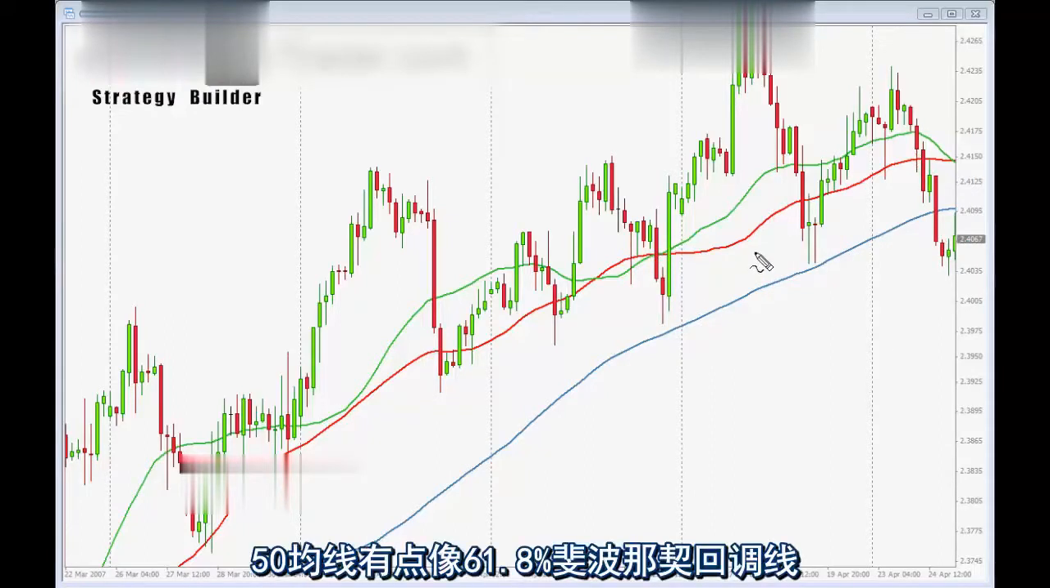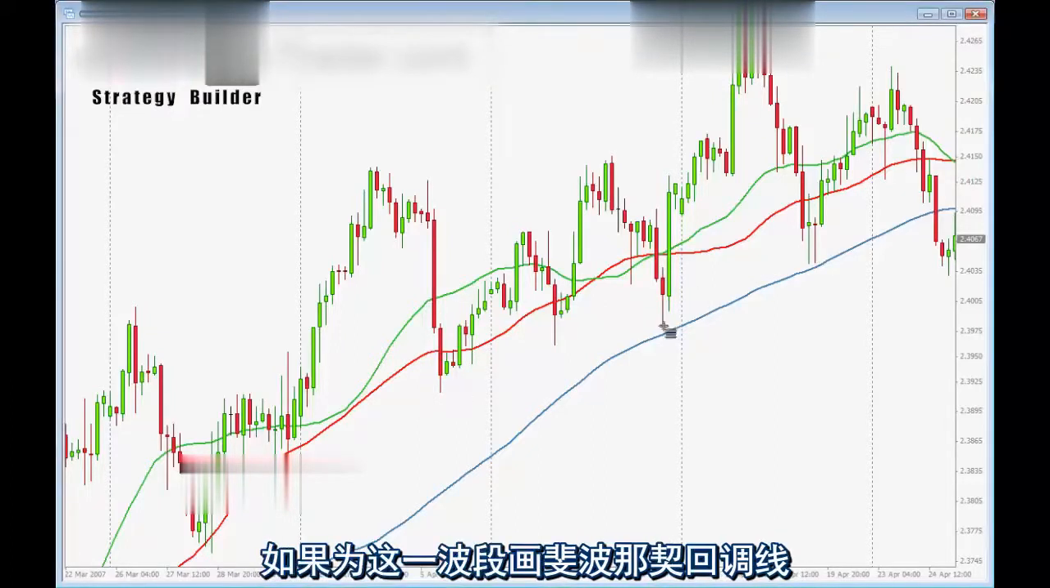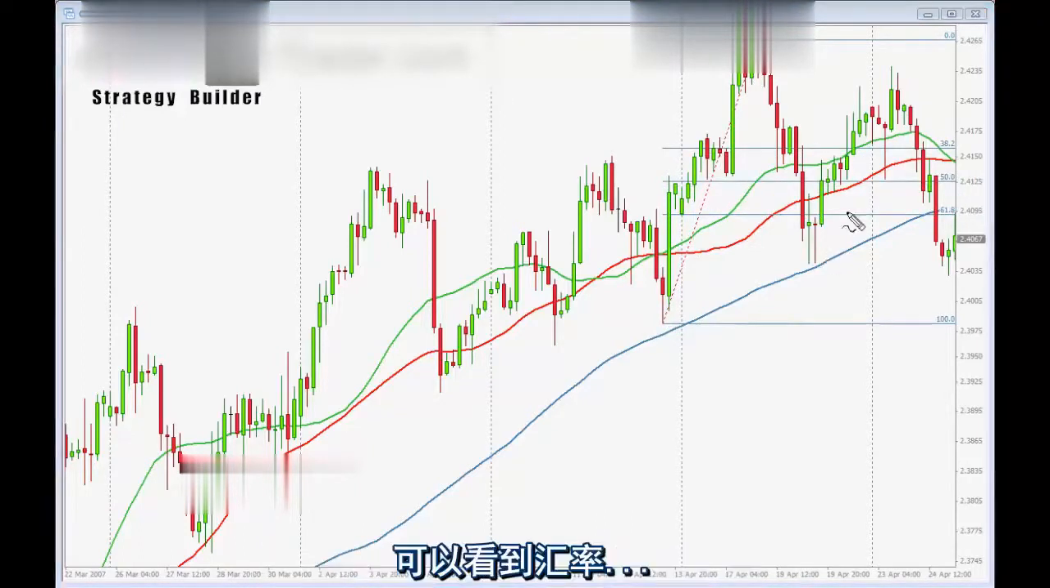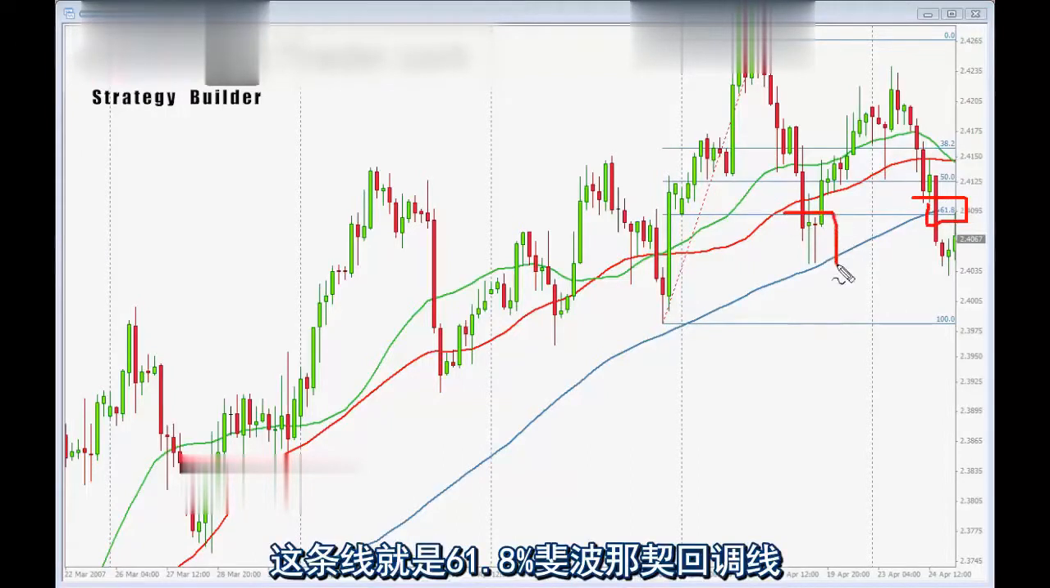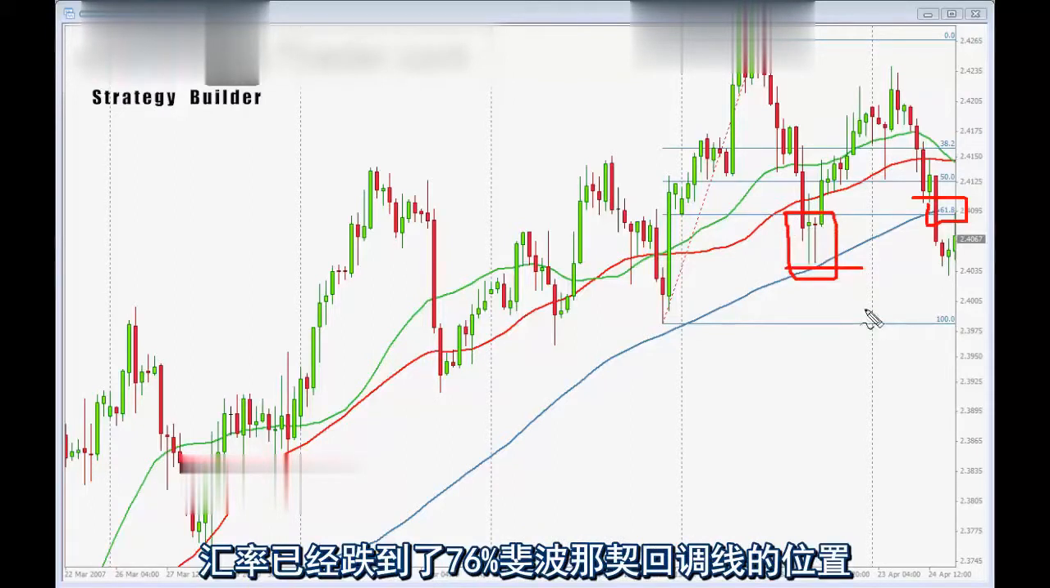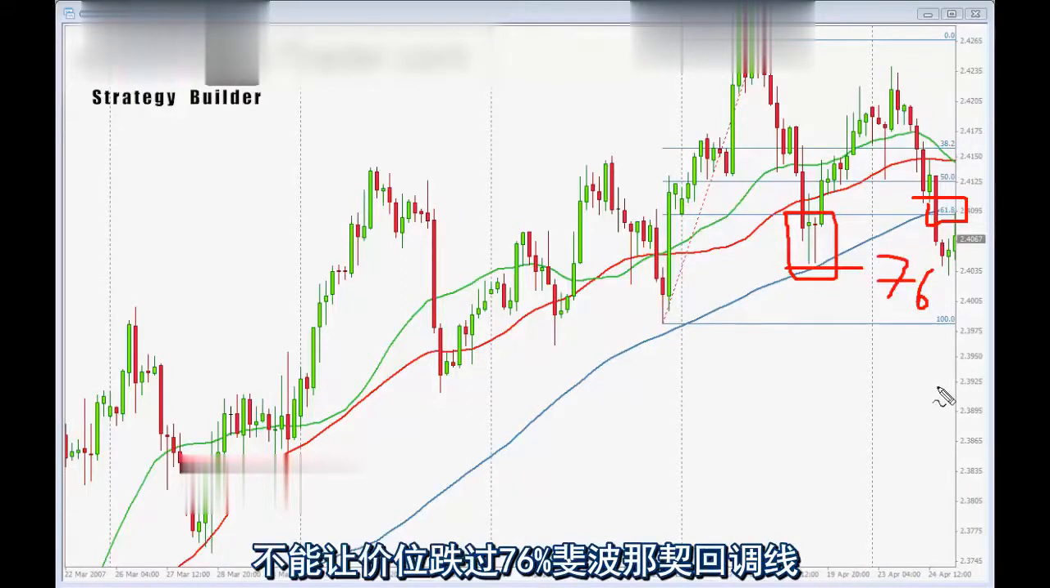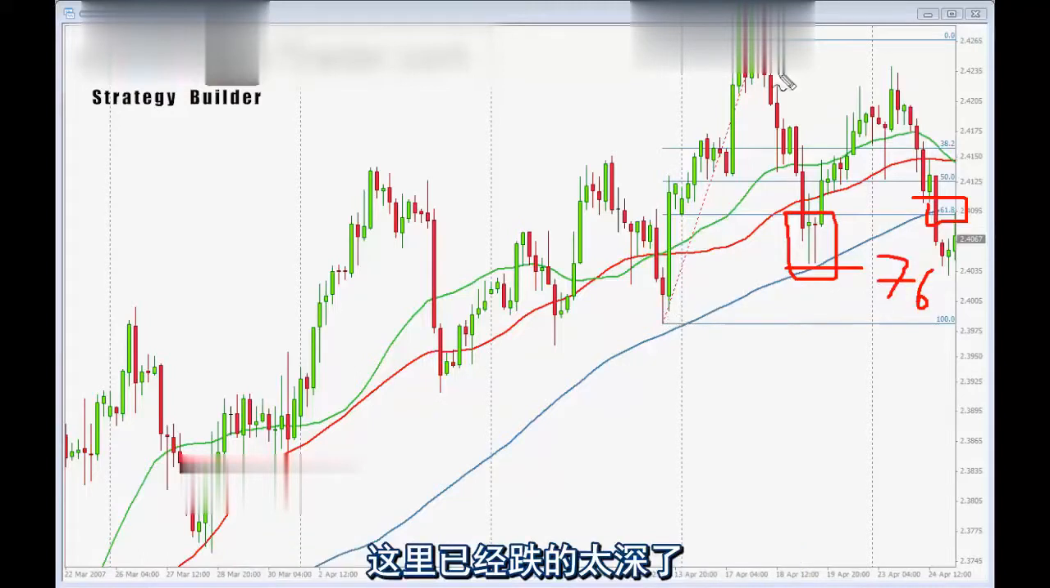Basically, the 50 simple moving average is like the 61.8% Fibonacci retracement. If you draw your Fibonacci's for this swing, we can clearly see that the retracement, this is the 61.8% Fibonacci. The retracement actually probably goes all the way down to the 76% Fibonacci. I am not too keen on the 76 Fibonacci myself, in my opinion. The retracement is too deep into the trend.